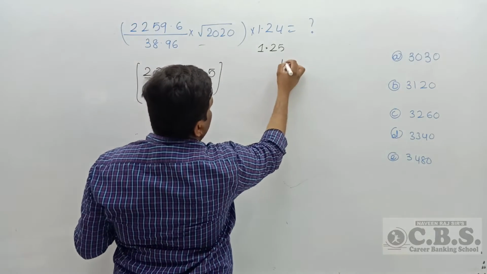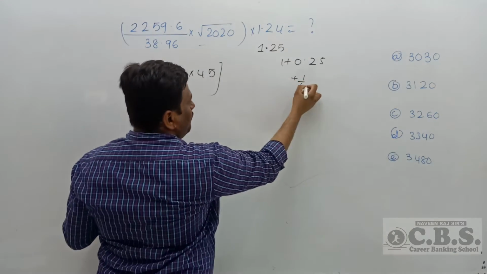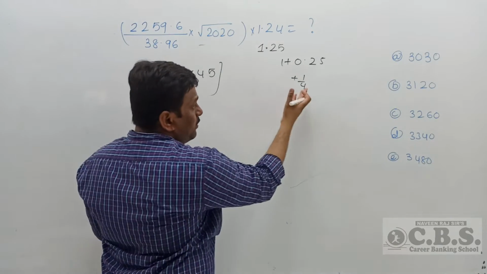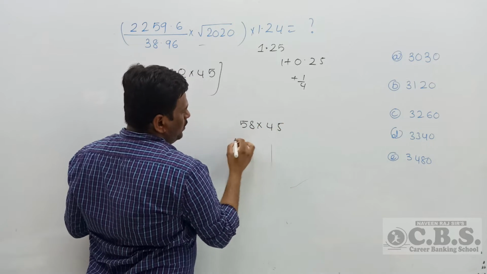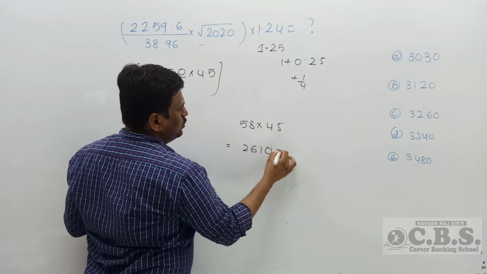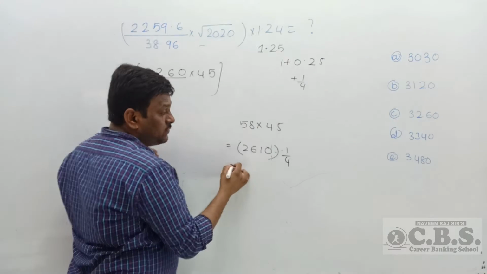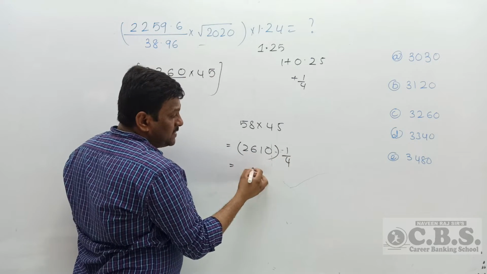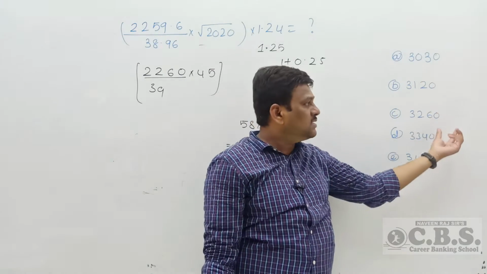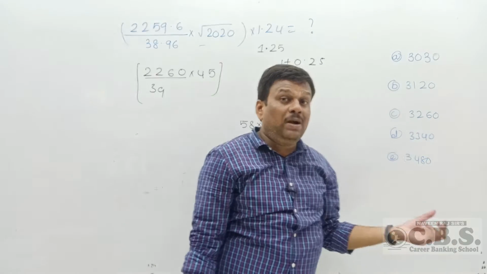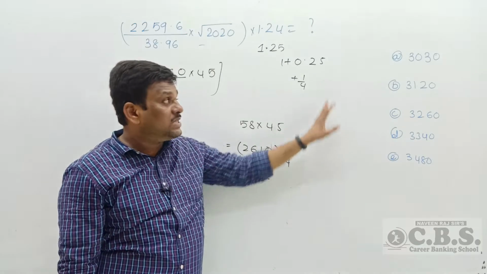1.25 you can break into 1 plus 0.25, and 0.25 is 1 by 4. How much value is going to be lost? 1 by 4 value lost. In the previous multiplication, what did you get? 58 into 45. When you do multiplication, what is the value? 2610. So how much value is lost? 1 by 4 of 2610. Approximately it is 600. So 600 lost. What is the option difference? In some cases 100, in some cases 90. But what you lost, 600 value lost. That's why you get an answer which is not available in the options.